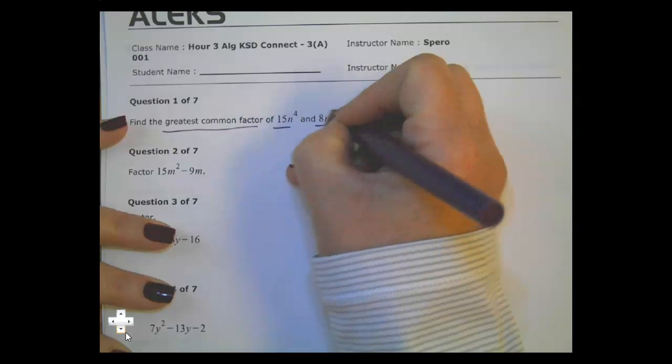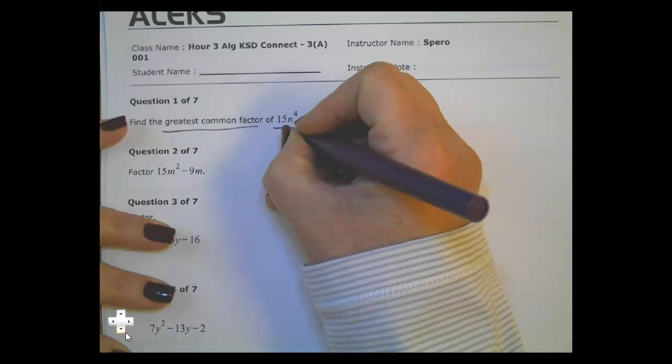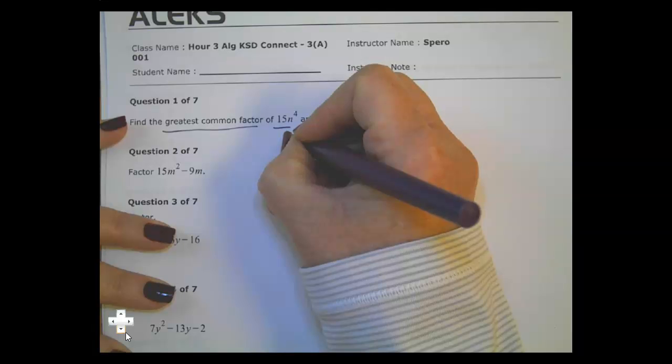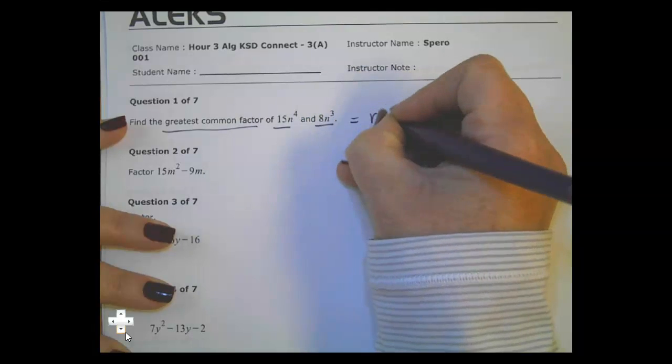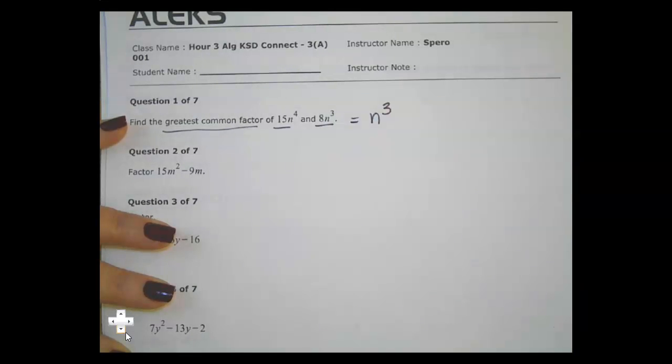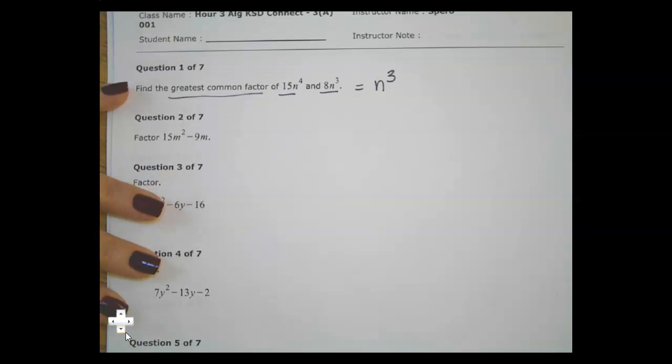So let's look at our variables. How about our variables? What is the greatest common factor? And hopefully you see that it is m to the third power. M to the third power goes into both of those. Okay. Having said that, we can now factor.